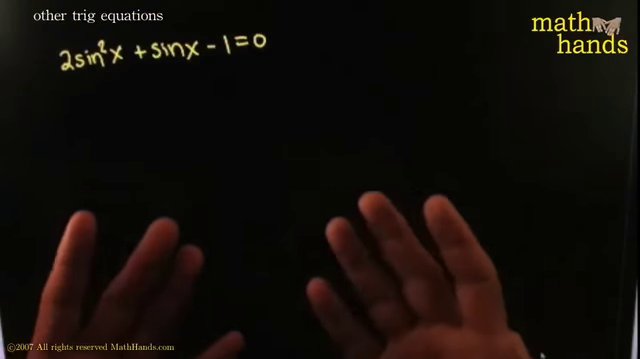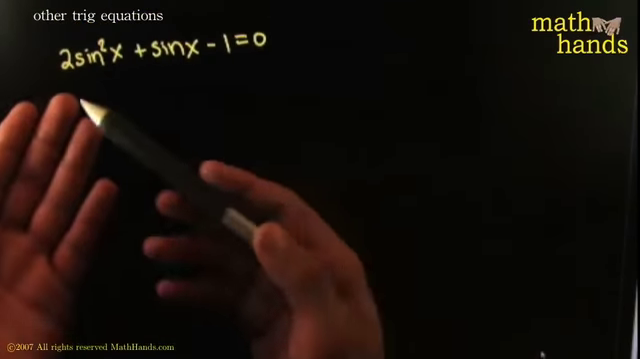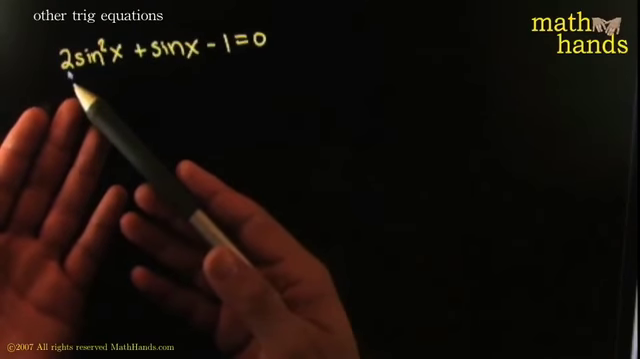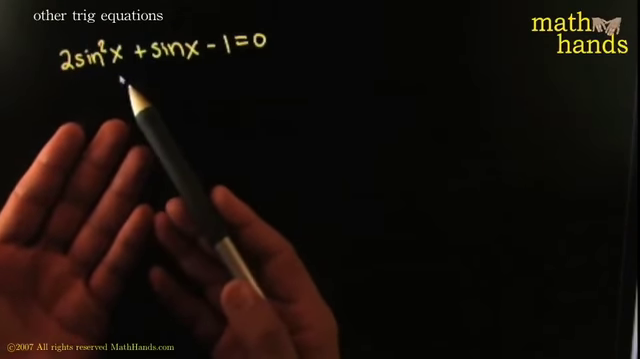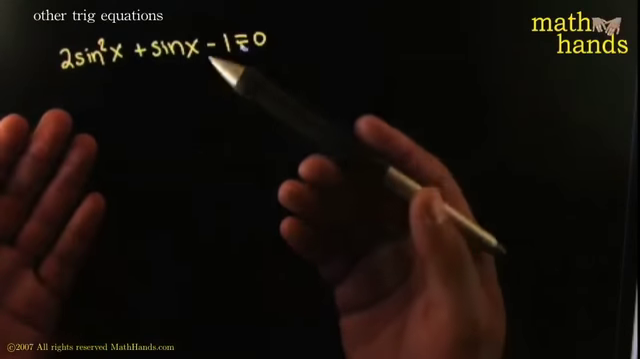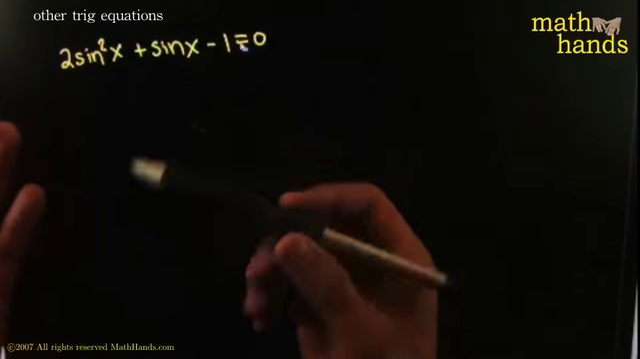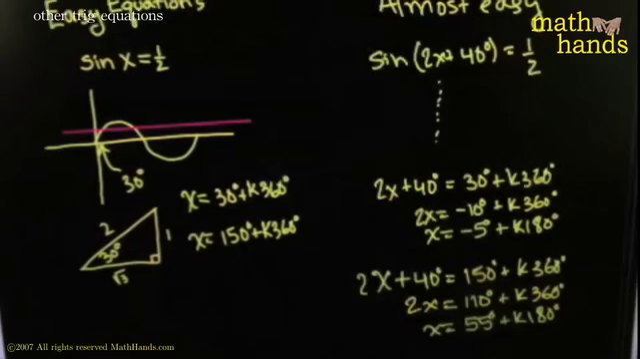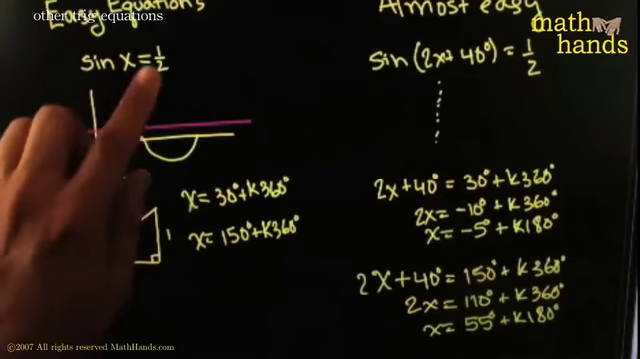Alright, so I think now we're ready for the next level. The next level will be an equation like this one: twice sine square x plus sine x minus 1 is equal to 0. That one per se is not like the ones that we had before.